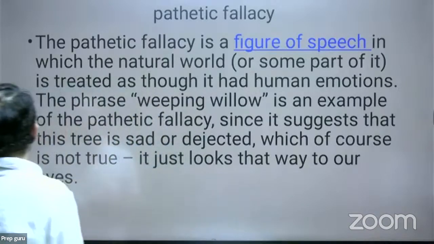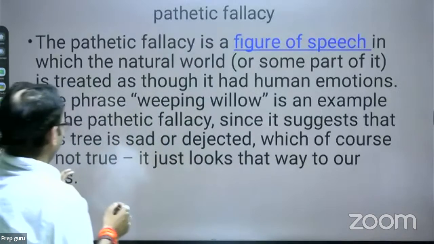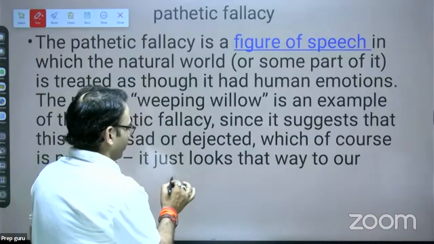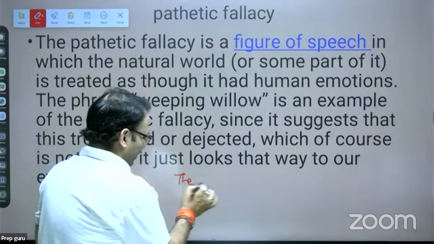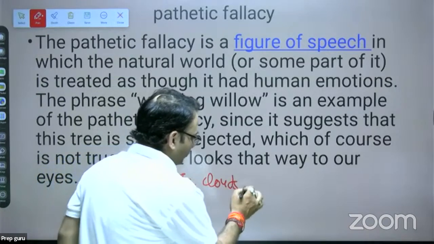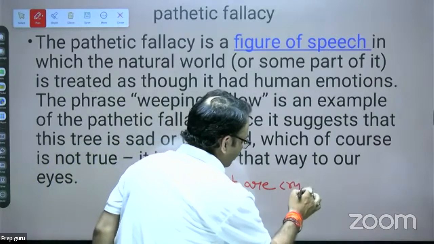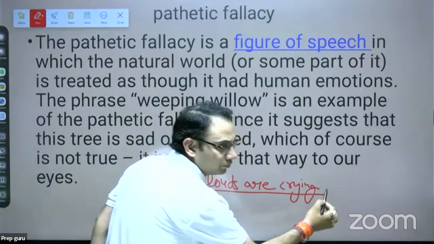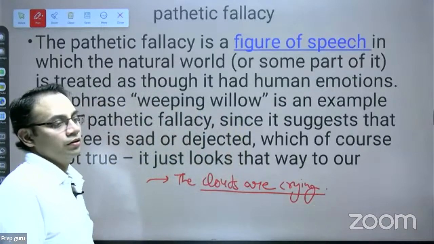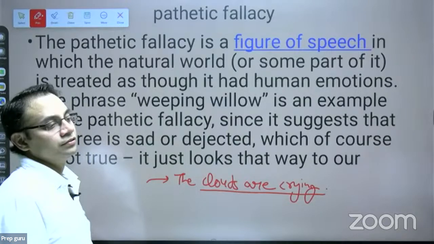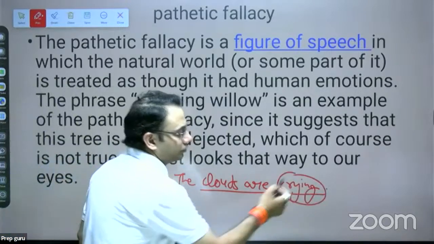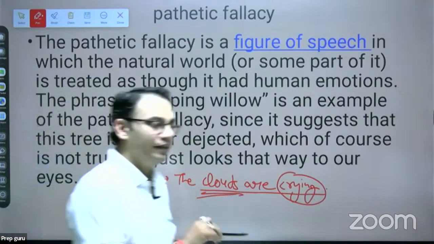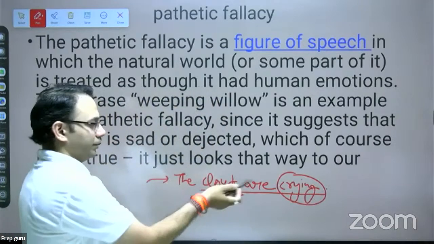जैसे मैंने बोला, suppose if I say, the clouds, write down the example, the clouds are crying. The clouds are crying. Now what? Clouds are crying means what? Clouds are crying means I am showing emotion of what? Non-human. Clouds का emotion use कर रहा हूं. Basically it is raining, but मेरा कहने का जो expression है वो दूसरा है, right?